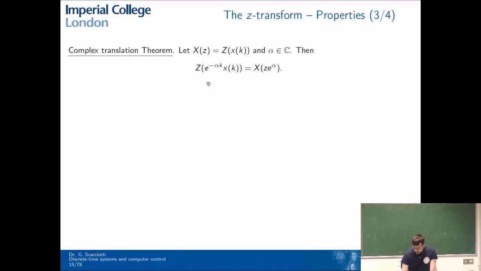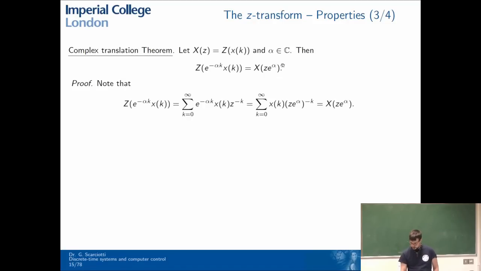The next property that we see is the complex translation theorem. The complex translation theorem says that the z transform of e power minus alpha k s(k) is equal to the z transform computed at z times e power alpha. This is actually a theorem that in part we already saw. We saw another version of this a few slides before.